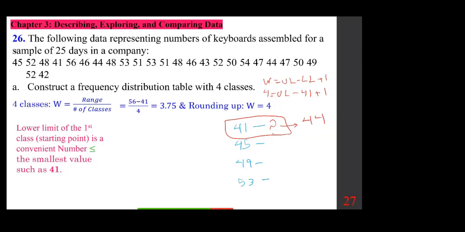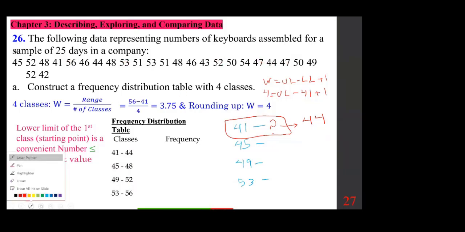And now you keep on adding the width. You keep on adding the width of 4. Take a look again, just quickly. 41, add up 4. We came up with 44, add up 4. Those are the classes. Now, as far as the frequency is concerned, you have to work it out. So I will give you the answer, but the way you work it out is as follows.